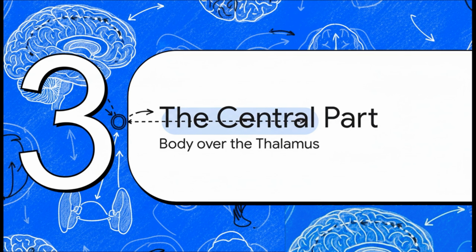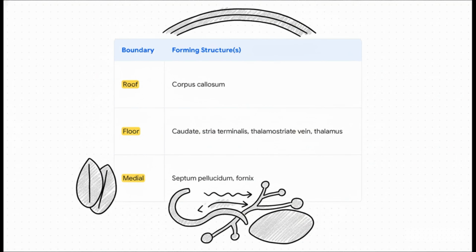All right, let's move backward from that foramen into the central part, or the body of the ventricle. The key relationship to burn into your brain here is its location. It sits directly on top of the thalamus. Okay, so once again, the corpus callosum is making up the roof. But the floor, oh yeah, the floor is where things get really interesting. And it is a classic exam topic.